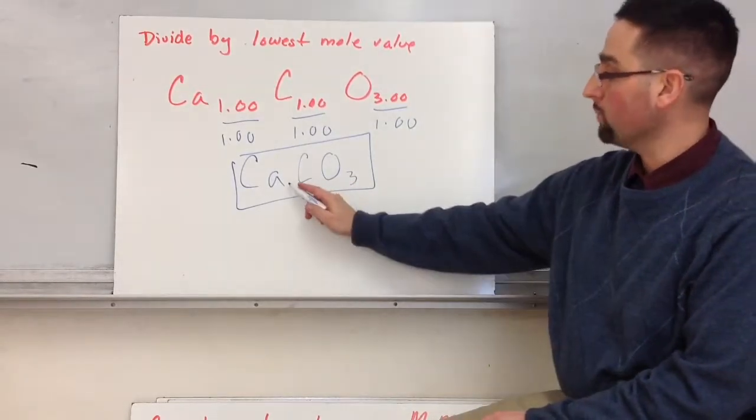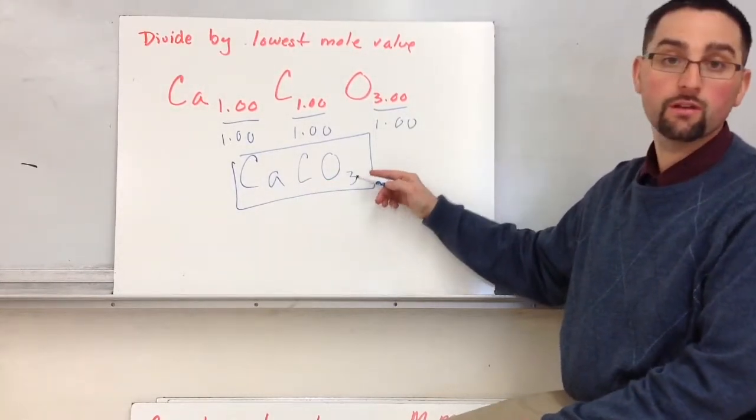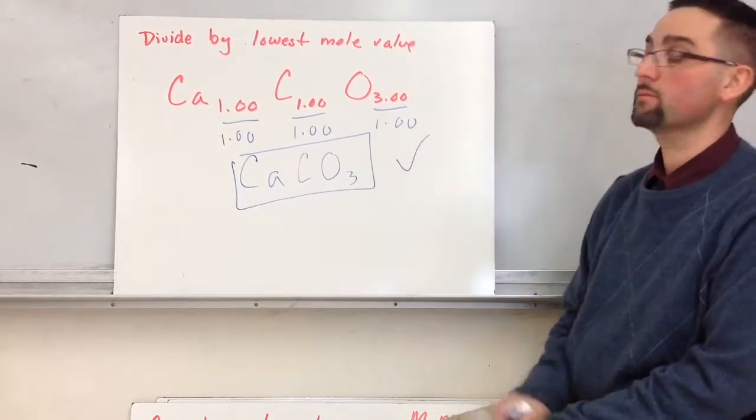So 1 mole of calcium reacts with 1 mole of carbon, which reacts with 3 moles of oxygen to get us calcium carbonate.